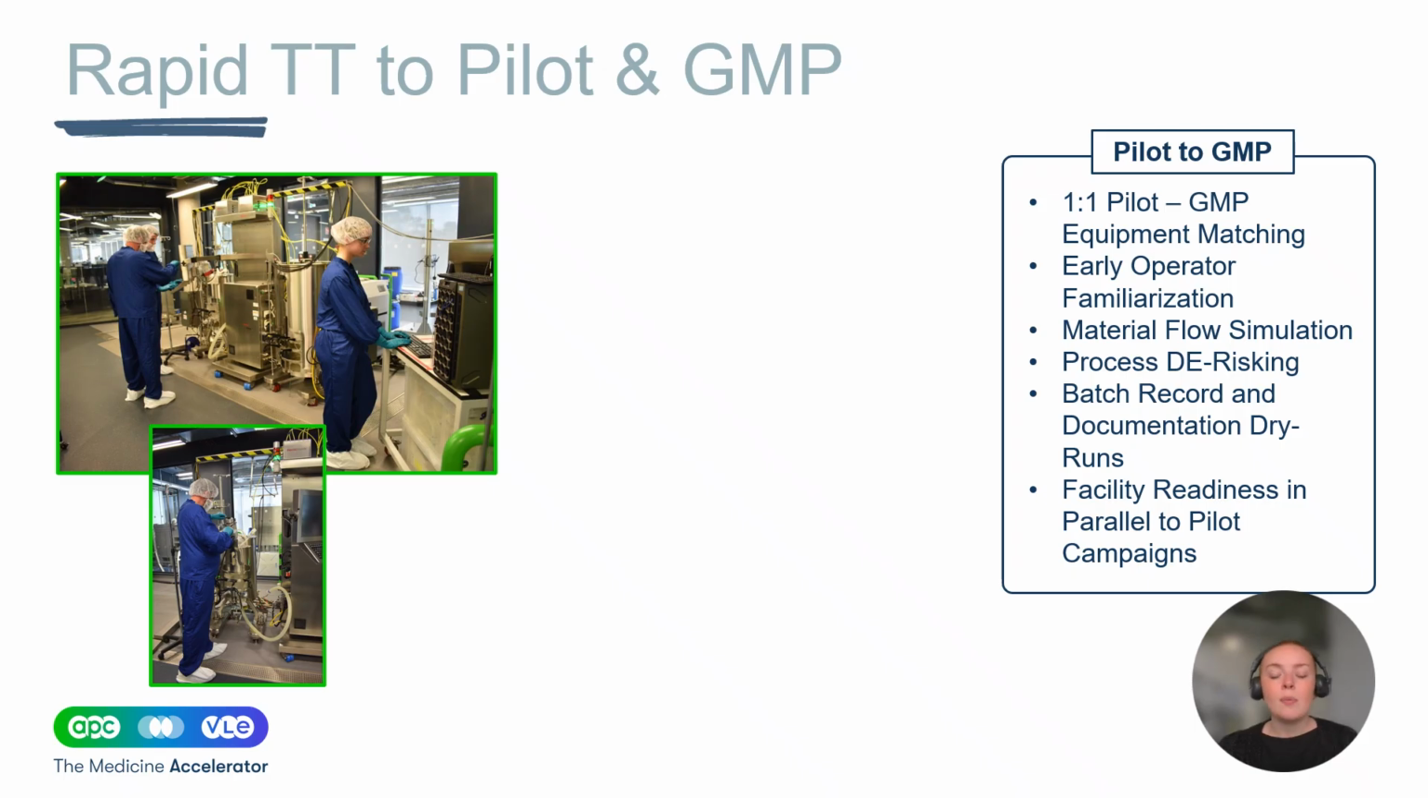And from that pilot scale that we're talking about on the same equipment in GMP, we had our GMP operators working in our MSAT space along with our scientists, so that we could get an early operator familiarization, for example. We did material flow simulation and de-risking of that process as well, because the spaces are so similar. What was great about this space as well was that we were able to use our batch records from the MSAT space, but also do documentation dry runs.